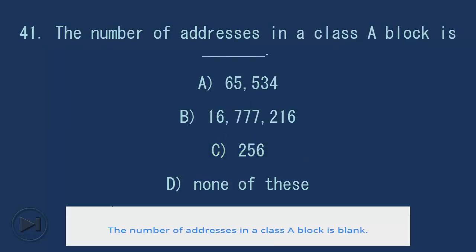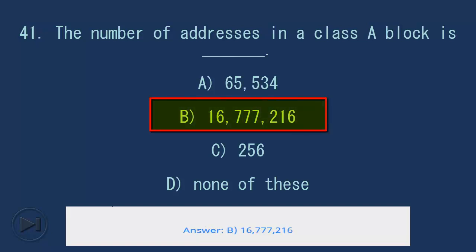41. The number of addresses in a Class A block is blank. A, 65,534. B, 16,777,216. C, 256. D, none of these. Answer, B, 16,777,216.